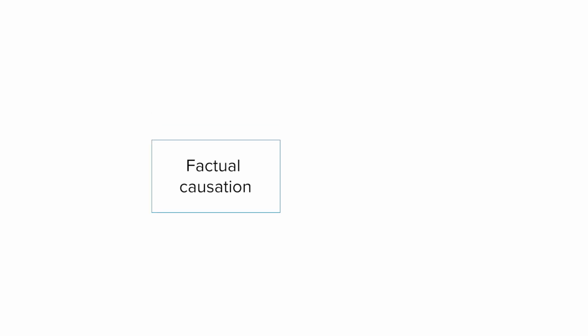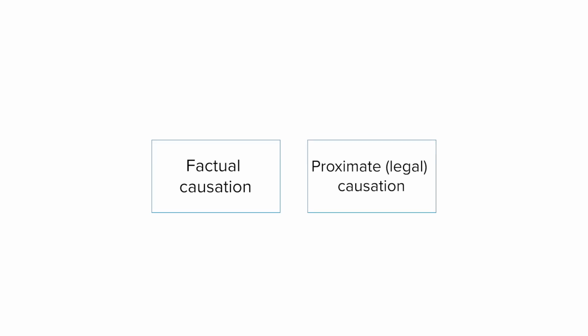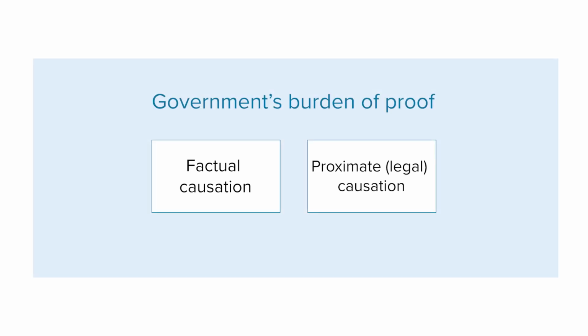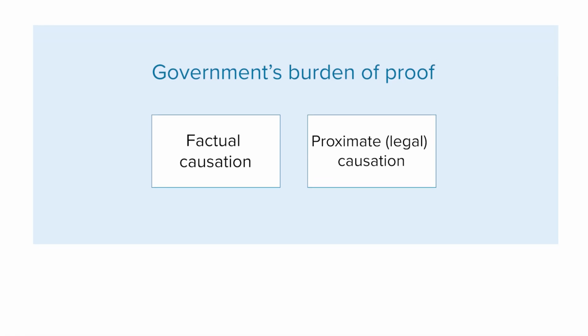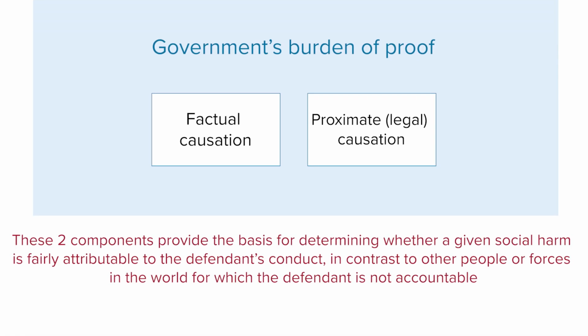In today's recording, we're going to study two aspects of that connection: factual causation and proximate, or what we'll refer to today as legal causation. Each is part of the government's burden of proof, so both have to be established beyond a reasonable doubt. Viewed together, these two components provide the basis for determining whether a given social harm is fairly attributable to the defendant's conduct, in contrast to other people or forces in the world for which the defendant just isn't accountable.